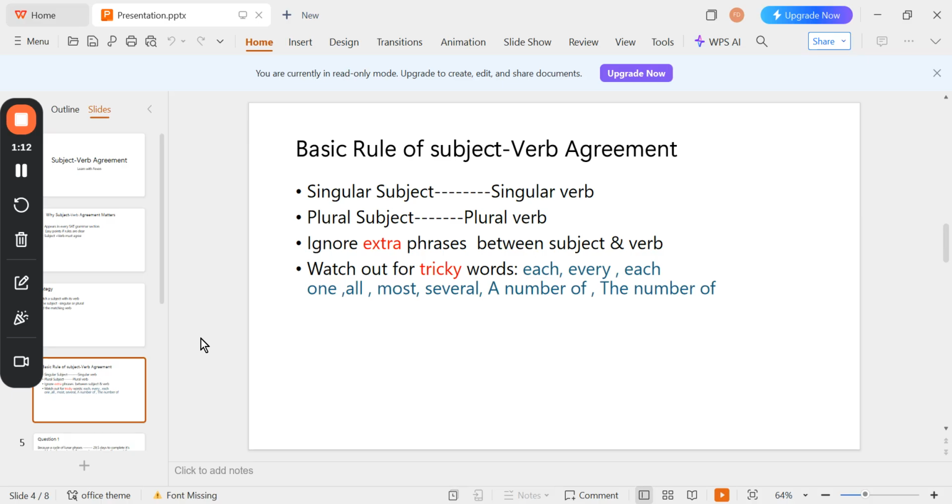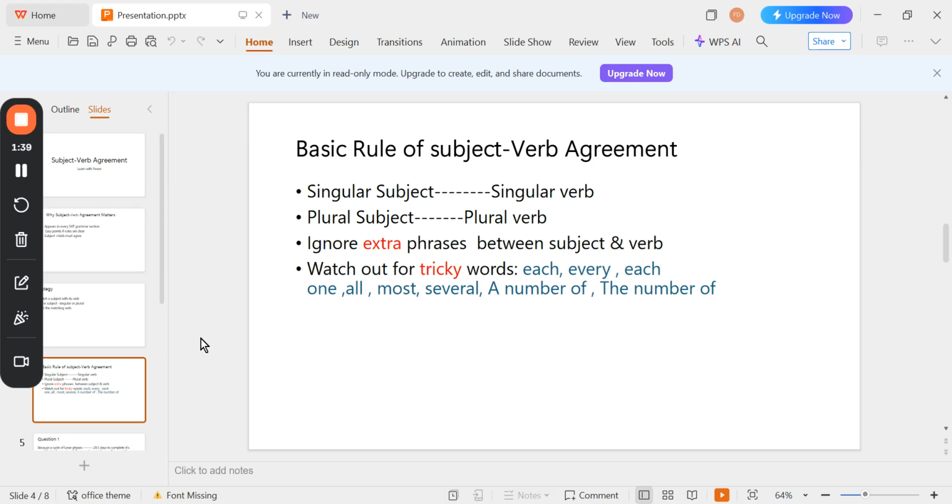Here are the basic rules. The first one is singular subject takes singular verb, plural subject takes plural verb. Then, ignore extra phrases that come between the subject and the verb, like commas or additional information. And the last one is watch for tricky words like each, every, most, a number of, the number of. These can trick you into picking the wrong verb.